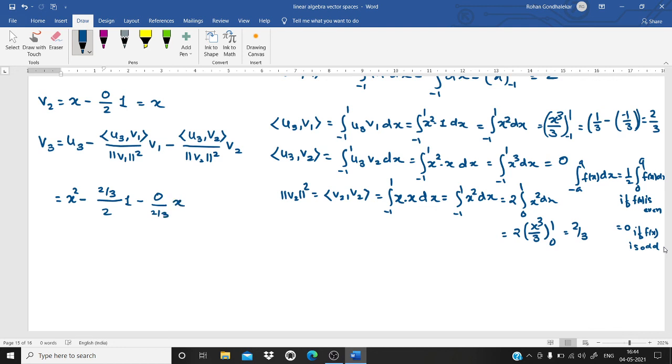So anyhow this last term is going to be a 0 because we are multiplying here with a 0. So now further 2 by 3 upon 2. By taking a reciprocal, the 2 will get cancelled. So how much it is? x square minus 1 by 3. So this is my v3.